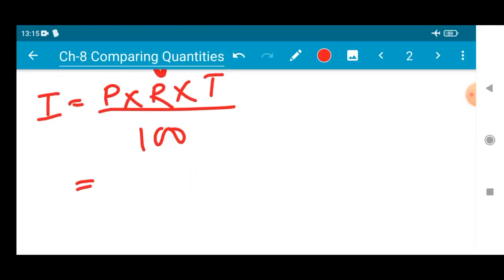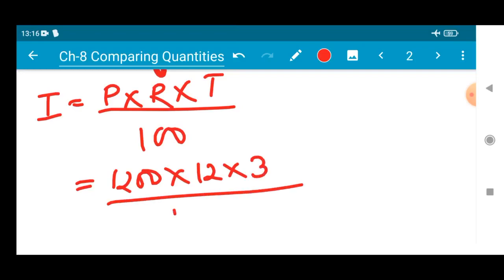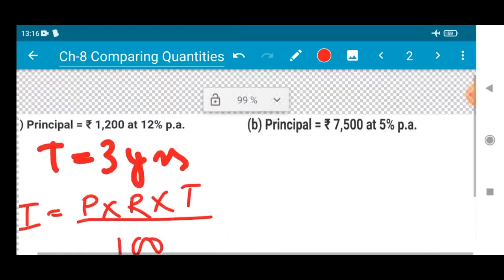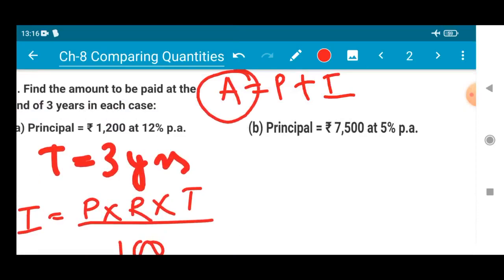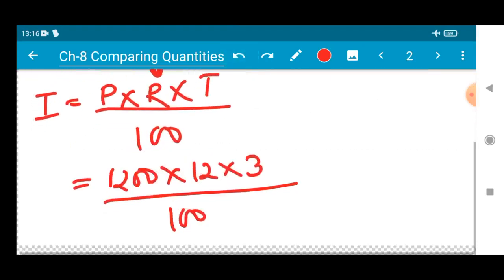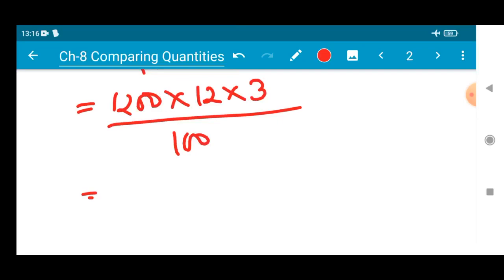What is the principal? The principal amount which we have taken is 1200. At what percentage? 12%. For how many years are you taking the loan? 3 years. Now, what we have to find? We have to find the amount. But before that, we have to find the interest. For 3 years, how much he has to pay extra along with the principal. So, that's why we are finding the interest.